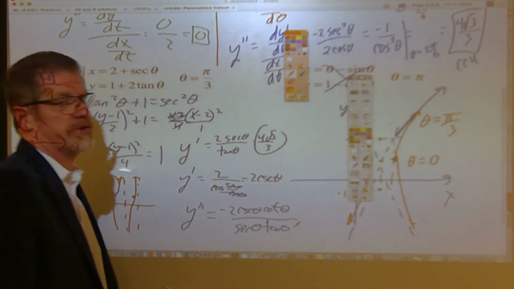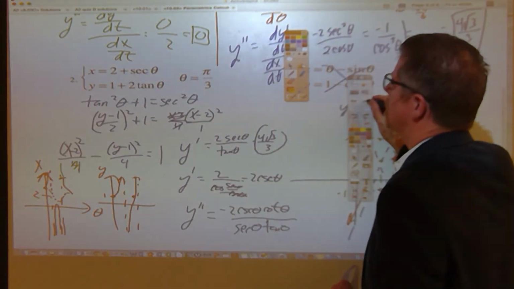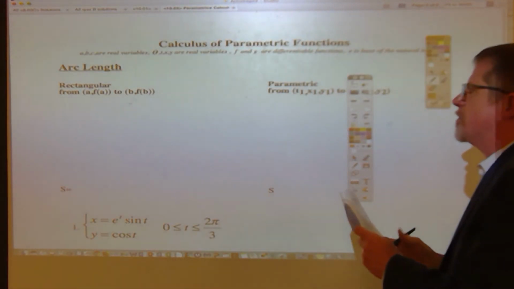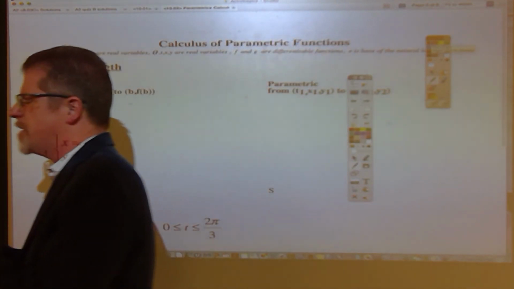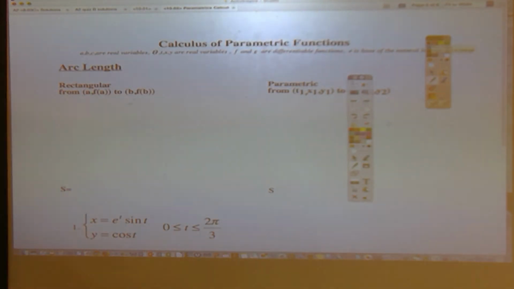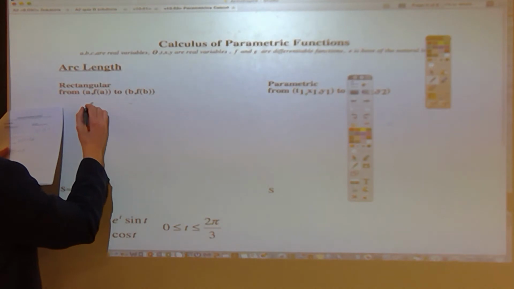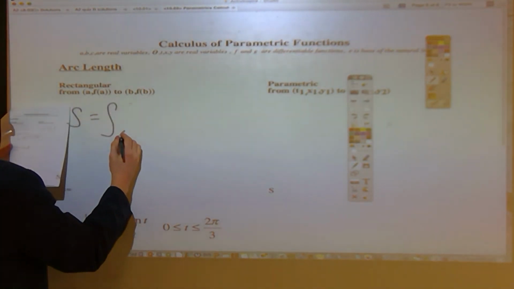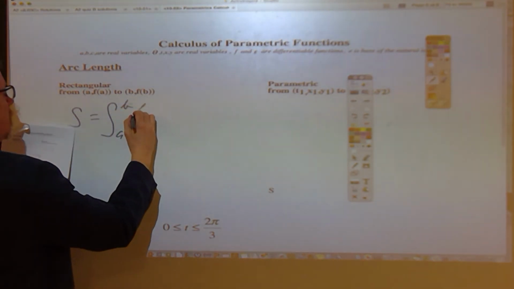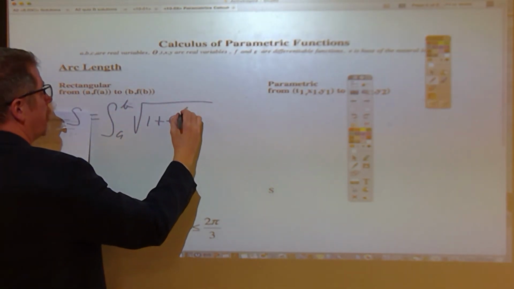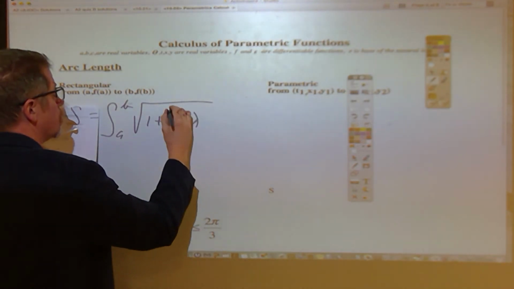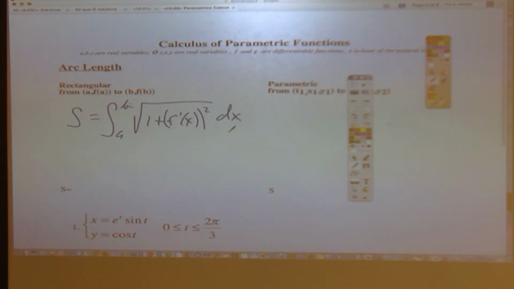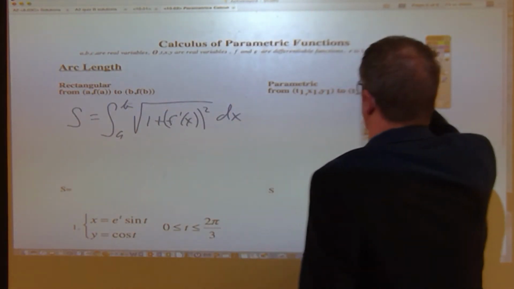We need to make sure we get all the new concepts. So, I want to make sure that you get the arc length formula. So flip forward to the arc length formula. There are 3 of them in this course. You've already studied one of them. Rectangular arc length, S, the length of the arc, would be the integral from a to b of the square root of 1 plus f prime of x, derivative squared, dx. That's review. You've seen that before. It's based on the Pythagorean theorem.